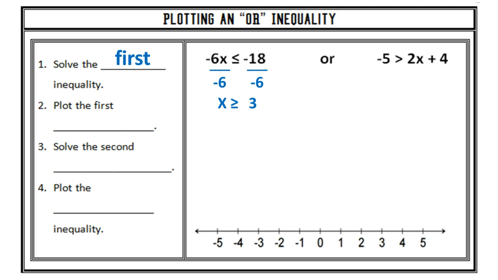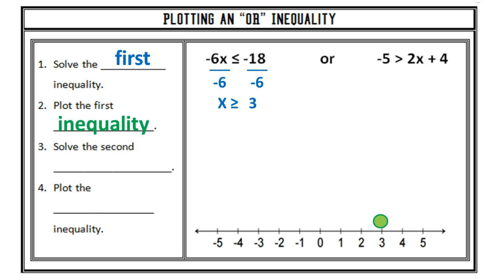Now notice something happened there. I read less than or equal to from the original inequality, but the actual answer is greater than or equal to. That's because we divided by a negative. Whenever you multiply or divide by a negative in an inequality, it automatically flips around that inequality symbol. So we went from less than or equal to greater than or equal to. Now that I've solved my first inequality, I'm going to plot it. It's going to be a closed point at positive 3.